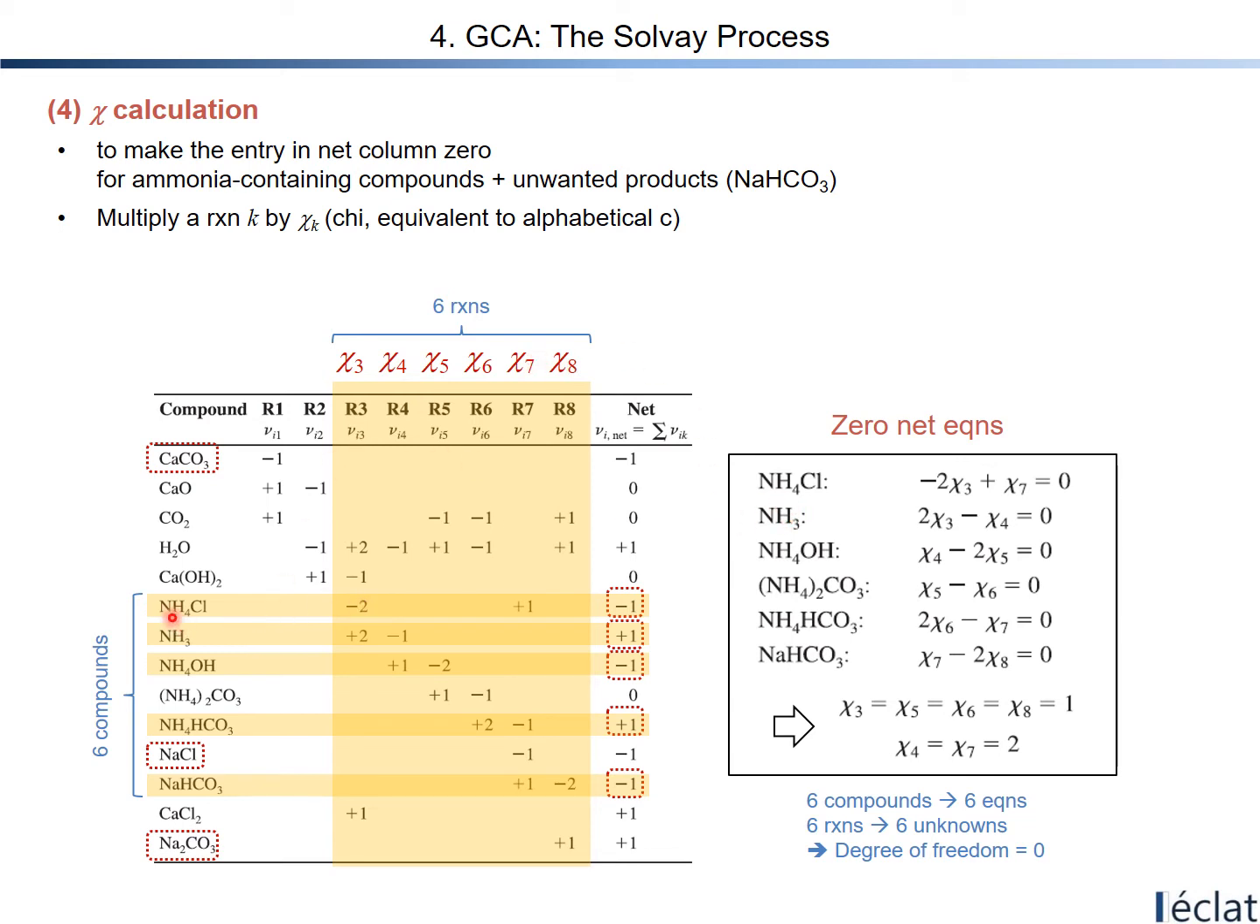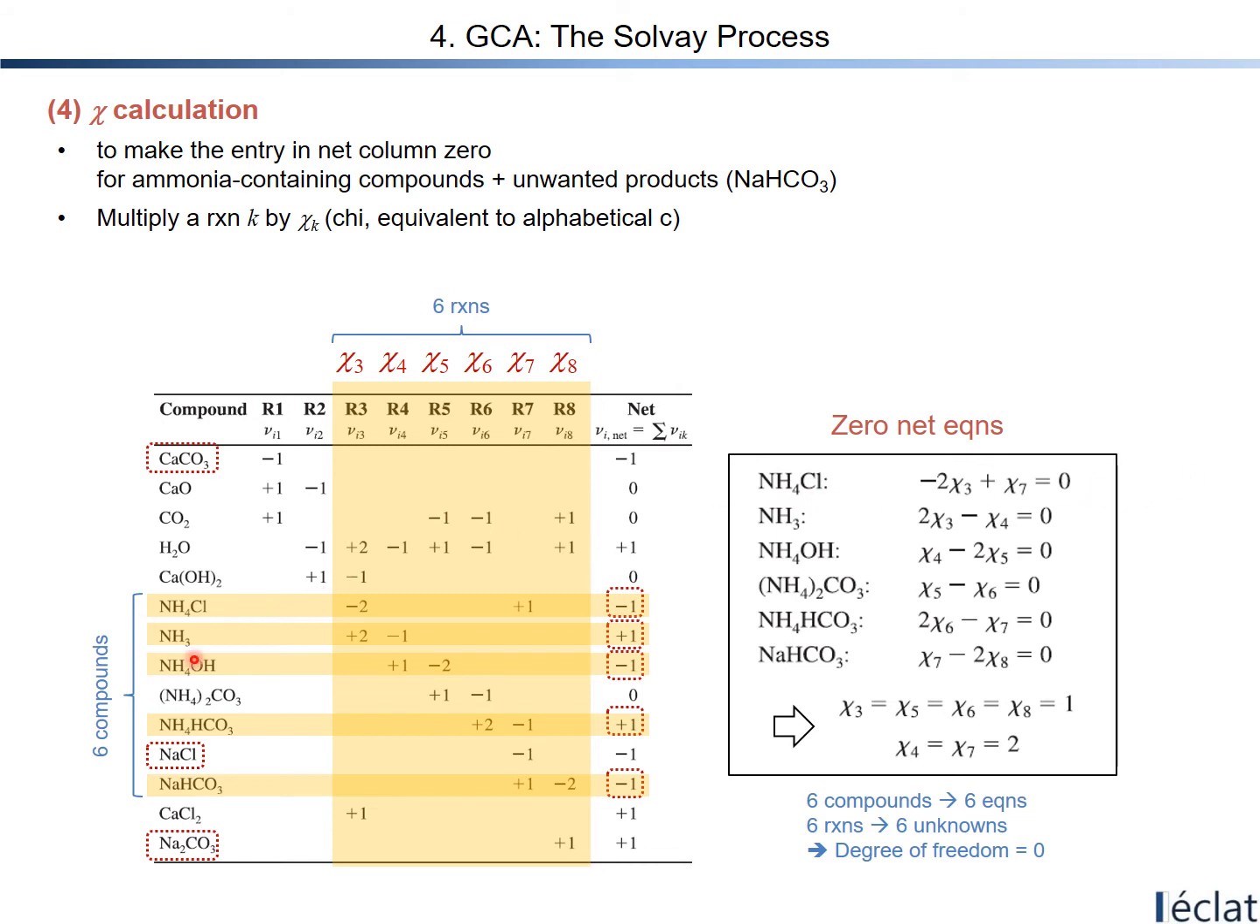So the first compound I'll take care of is ammonium chloride, then minus 2 by chi 3 plus 0, 0, 0, 0, 0 and plus 1 by chi 7 should be 0. Of course, originally minus 1, but we will make it 0. So for the ammonium chloride, this equation is derived.